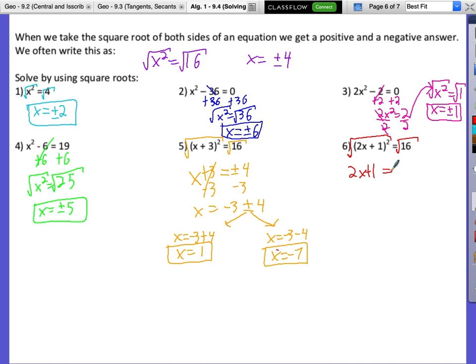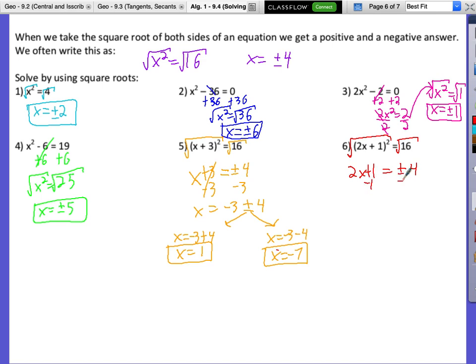Yes, you're saying something. What is the square root of 16? Positive or negative 4? Okay, positive or negative 4. So now we move on to our third step, which is what? Get x by itself. What would be our first step to get x by itself?